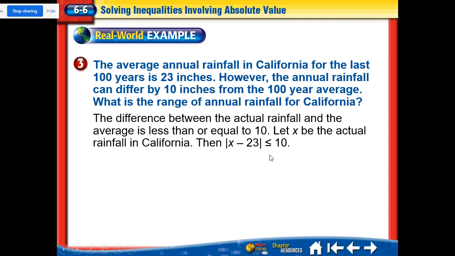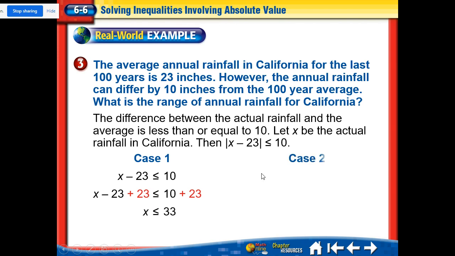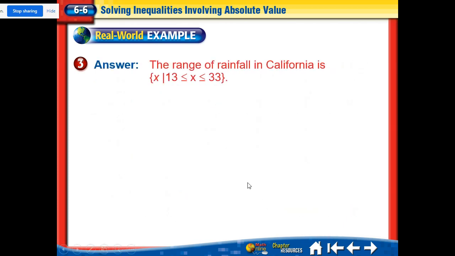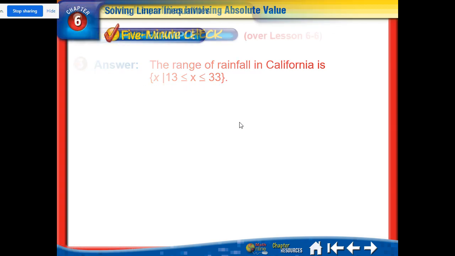And then we could go ahead and solve this. We can make both of our cases, our case 1, which is just the positive, and then the case 2, where it's the negative, switching the sign and making it greater than negative 10. And we solve that, and x is greater than 13. Ignore this first one. That's just more confusing than anything else. So we're talking about less than or equal to 33 and greater than or equal to 13. So that's the range of rainfall. It was between 13 and 33.